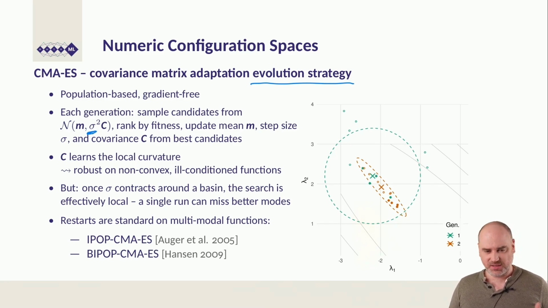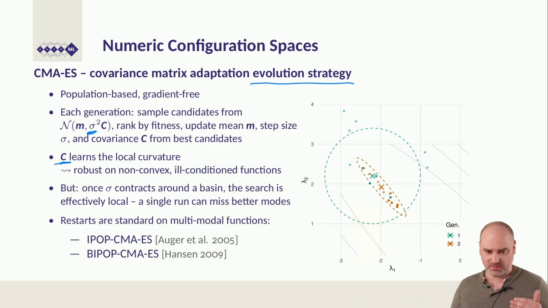So the nice thing about this is that because of this mechanism, our capital C covariance matrix learns the local curvature. So it imitates something like a second order optimization procedure, potentially based on the second derivative, based on Hessian information, without directly computing that or even having access to first or second order gradients. This is quite robust on non-convex and even ill-conditioned functions. It's constructed exactly for these cases.